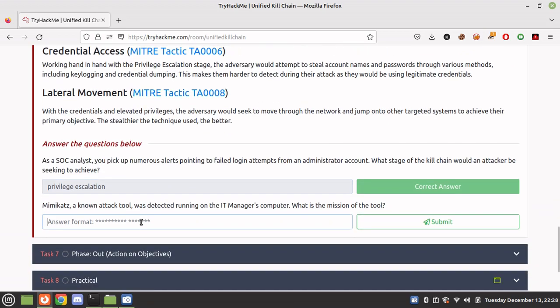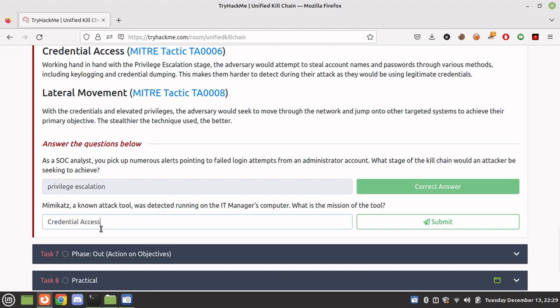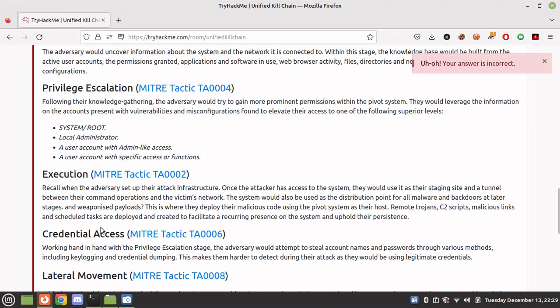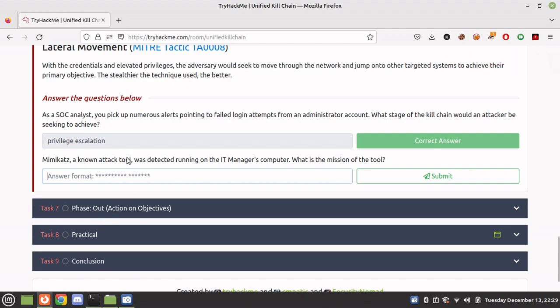Credential access, Mimikatz is used for credential access, I think. As far as I know, it's used for credential access. No, let me copy this. Maybe I'm typing the wrong spelling. I always forget this because Mimikatz is also used for privilege escalation too. But maybe privilege escalation. Mimikatz and another tool were detected on the IT manager's machine. What is the mission of this tool?